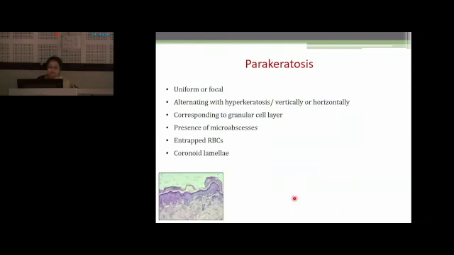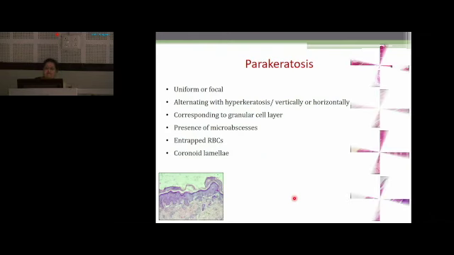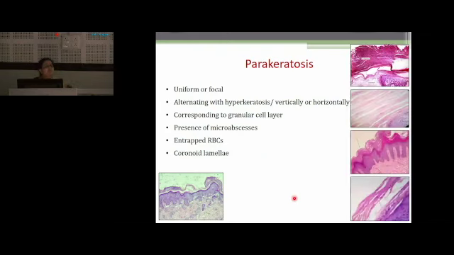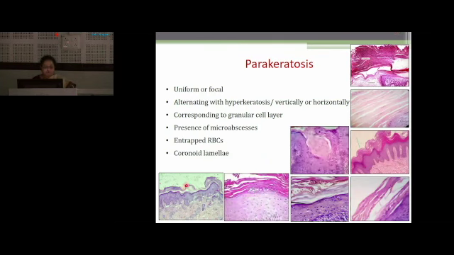Parakeratosis is retention of nuclei in superficial keratinous layer. It is inversely proportional to the granular cell layer thickness. Parakeratosis can again be uniform, it can be focal, it can be alternating with hyperkeratosis. Here we can see alternate areas of hyperkeratosis, parakeratosis. Again, it can be horizontally alternating, it can be vertically alternating also.